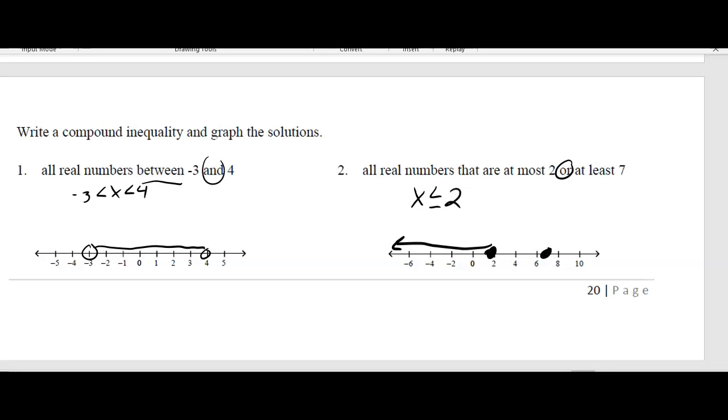So I just make that in between the 6 and 8 and go that way. We would write or x is greater than or equal to 7.